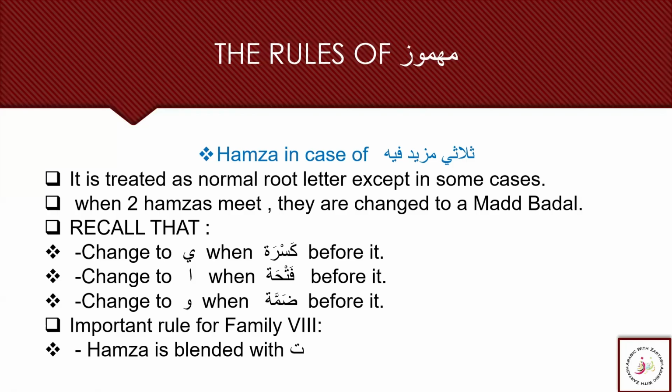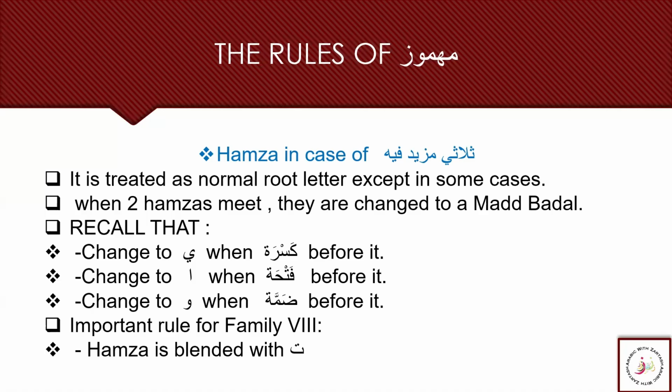And also recall that it changes to ya when there is kasra before it, to alif when there is fatha before it, and to a waw when there is dhamma before it. Also, one important rule for family 8, iftaraba: the hamza is blended with the ta. We have already learned that in the sarf studies when we were doing the iftaraba family, that it becomes ittakhaza. When akhaza root letters, the hamza, ha, and zal, are used in the iftaraba family, the eighth family, the hamza is blended with the ta, and that is why it becomes ittakhaza yattakhizu.